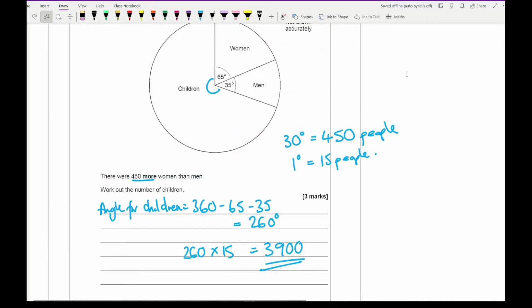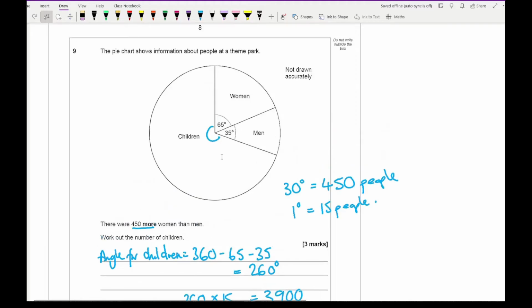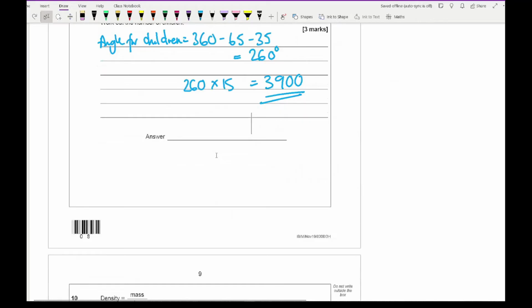Which kind of makes sense, because if you look at the pie chart, although it looks like a big number in comparison, 30 degrees is 450, so 450 is not either the men or the women, that's just the difference. So you are going to expect bigger numbers.